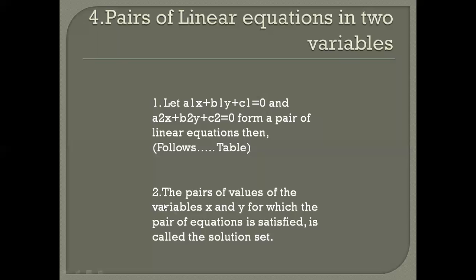Now algebraically. The pairs of values of the variables x and y for which the pair of equations is satisfied, we call the solution set or solution. Here I am saying it has a unique solution. That means the pair of x and y values, when you substitute them in the linear equations, satisfies the equations. The point which satisfies the linear equation is called the solution set of the linear equation.